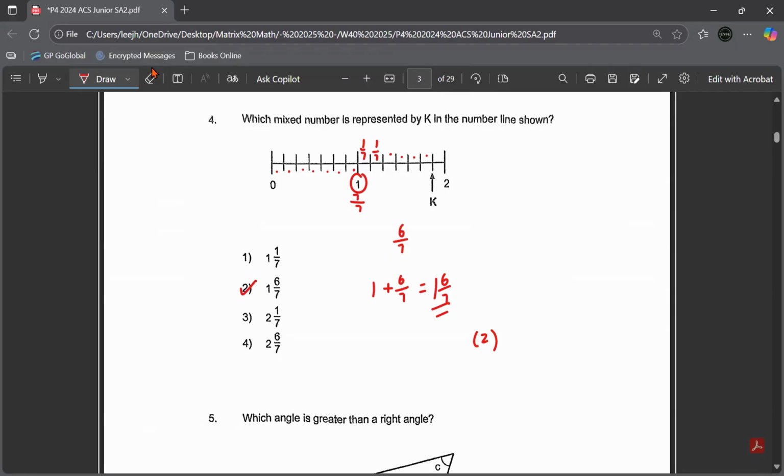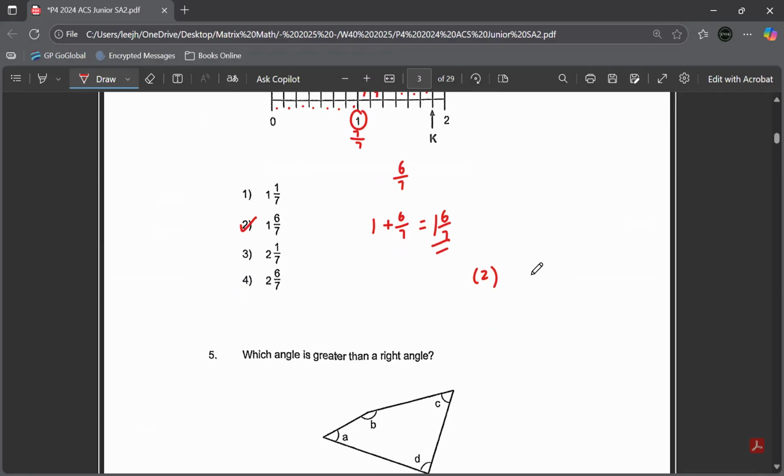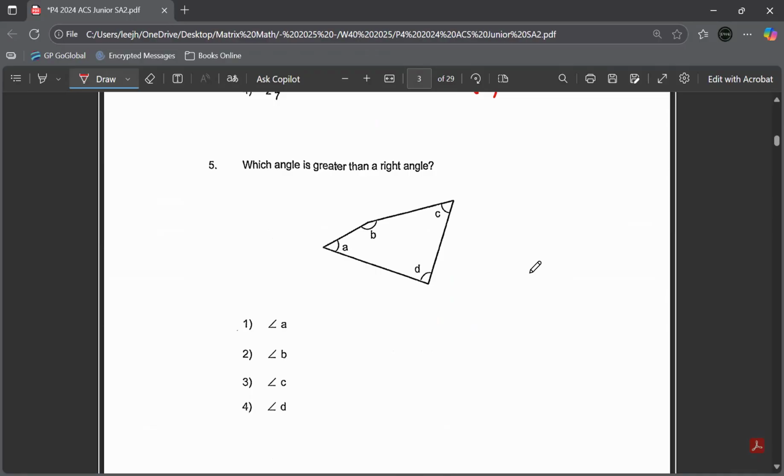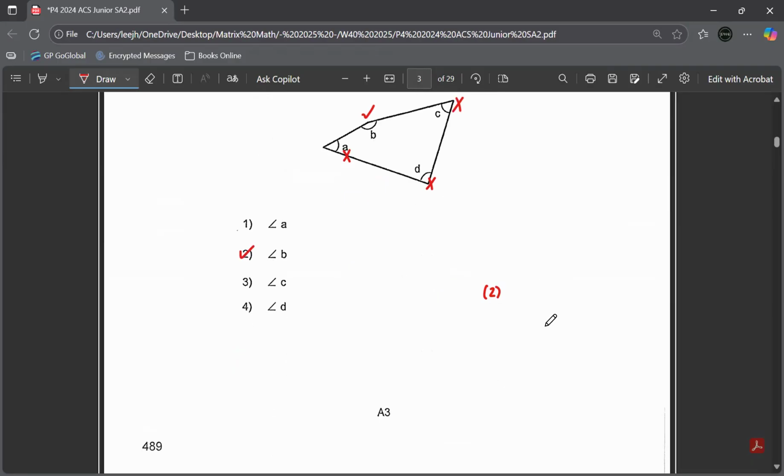Okay? Question number 5. Which angle is greater than a right angle? So what does it mean? It means I need an obtuse angle, not an acute angle. Okay, greater than a right angle is obtuse. Okay, obtuse. So which one is obtuse? This one definitely not, because this is acute. This one looks like 90 degrees, but actually this is less than 90. So this is also acute. This one definitely acute. So it's none other than B. Okay, moving on.